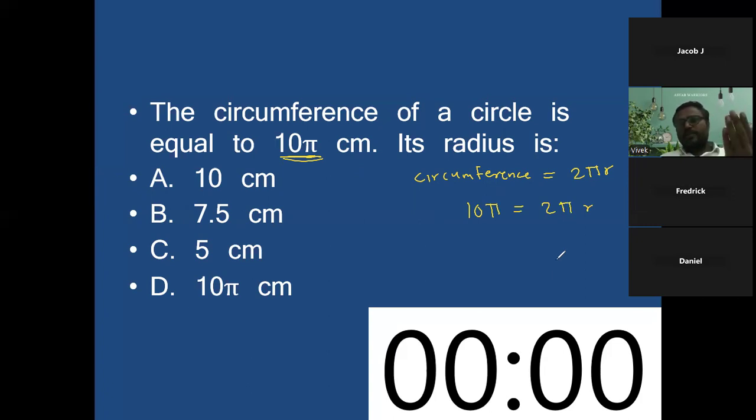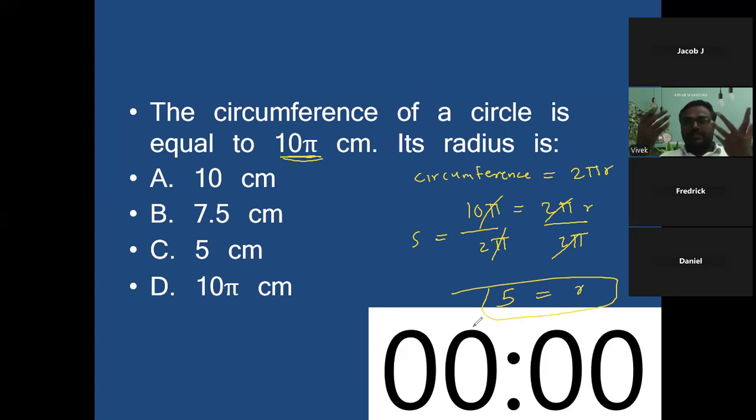2 is a constant number. Pi is a constant number. Divide both sides by 2 pi. What will happen? 2 pi cancel, pi cancel. 10 divided by 2 is equal to 5. Therefore, radius equals 5 centimeters. Easy peasy lemon squeezy. Did you guys understand it, or do you want me to explain it once again? If you want, I can explain it once again. Please let me know.